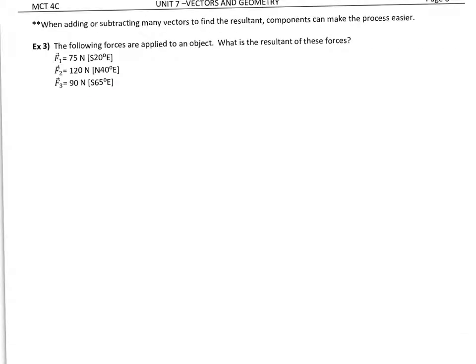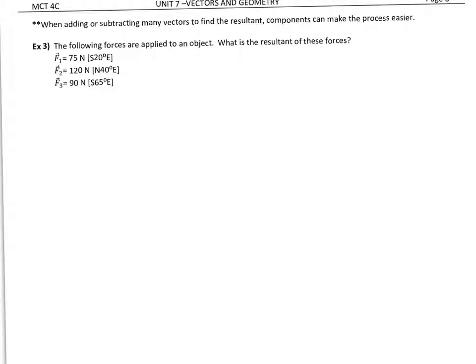All right, looking at this next page here, when adding or subtracting many vectors, it's sometimes easier to use the components to make it a little bit easier. If I look at the three vectors here, for example 3, the following forces are applied to an object. What is the resultant of these forces?